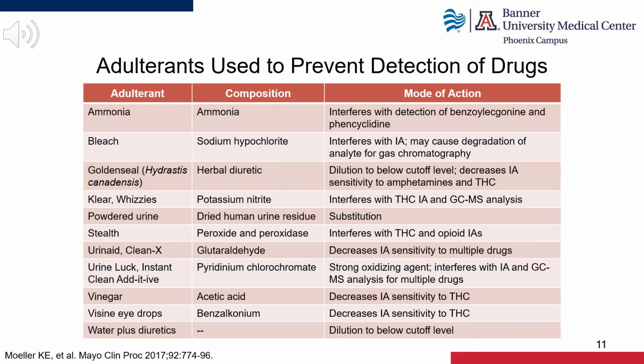There are many adulterants that can be used to prevent detection of drugs. Most household adulterants, though, except for eye drops, can be detected by routine integrity measurements, including temperature, specific gravity, and pH.